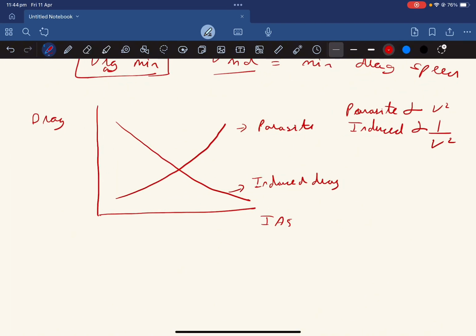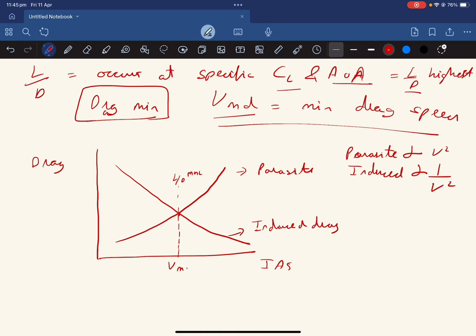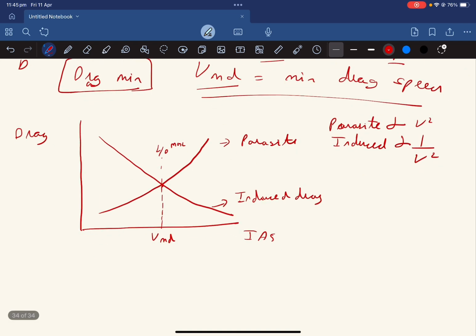Induced drag. So where do you think is the lowest drag? It's gonna be at this point, the point of intersection, where your L by D is maximum, and the speed, as I told you, is VMD. We call it VMD, minimum drag speed. So there's something about this point which I want to explain to you.